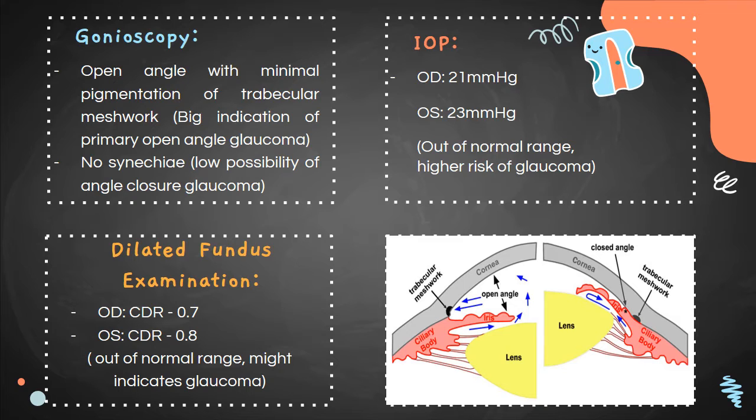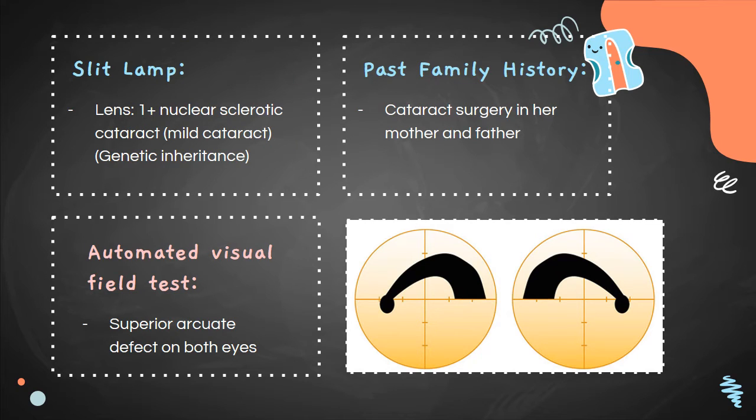The picture here shows an illustration of open angle glaucoma and angle closure glaucoma. Next, the slit lamp test shows the patient has a grading of 1 plus nuclear sclerotic cataract, or in other words, a mild cataract, and we assume that the cataract is caused by genetic inheritance since, based on her past family history, her parents had undergone cataract surgery before.